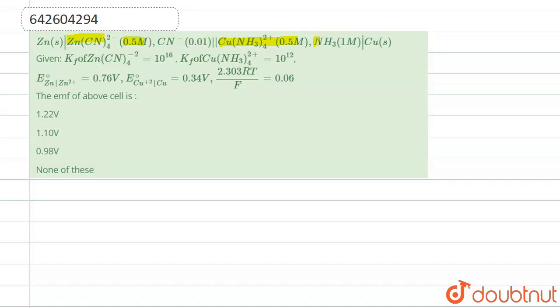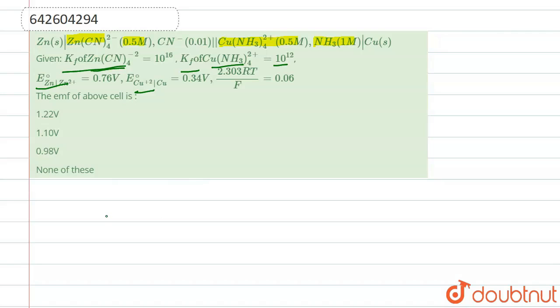So our molarity for NH3 is given as 1 molar. The given data that we have is the Kf of the zinc complex, and the Kf of this complex is also given. We have our E naught for both of the cations. So our question is: the EMF of the above cell is. So let us begin and see how we can find the EMF.